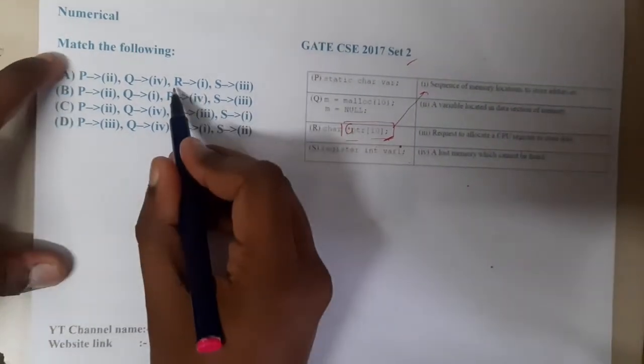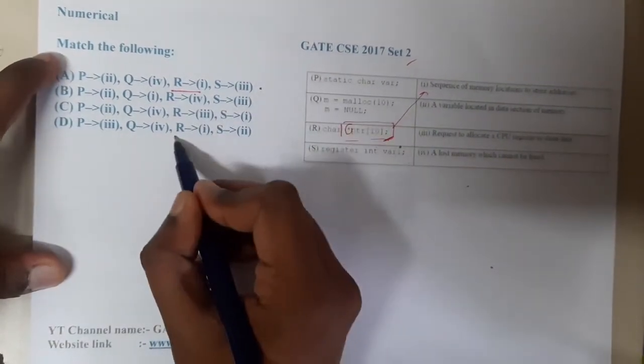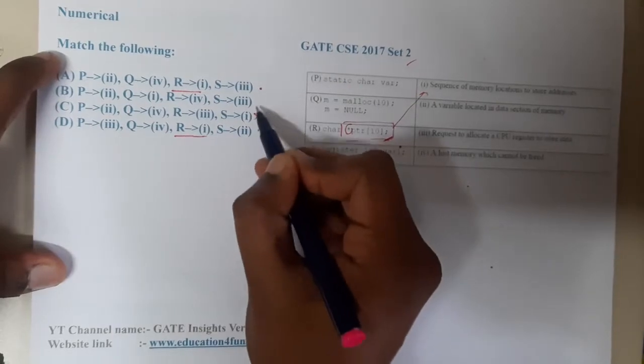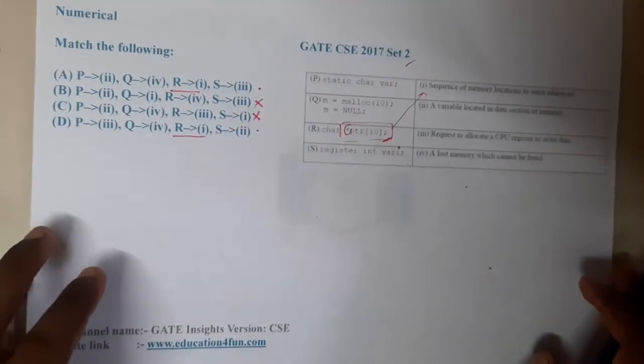So let us check R equals 1. This could be correct. Similarly, this could be correct. So both of these are wrong. Got it? Yes. So let us continue.